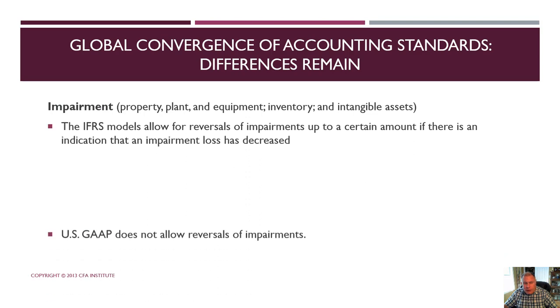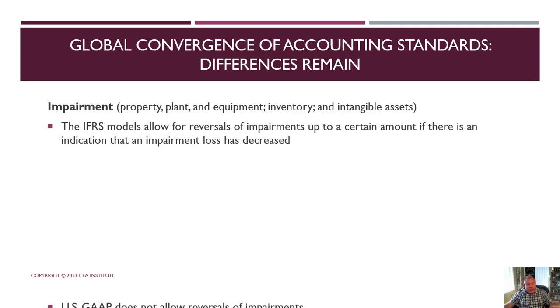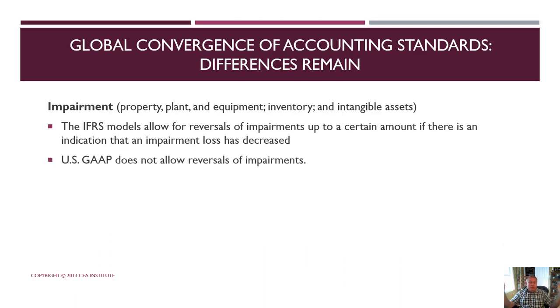Impairment. The IFRS model allows for reversal of impairments up to a certain amount if there's an indication that impairment loss has decreased. Once you book it in GAAP, you don't reverse it. So in the banking business, you provide a provision for or reserve for loan losses where you anticipate future losses on your loan book. In Europe and under the IFRS model, you can recoup some of that if there is an indication that the loss has gone. In the U.S., we can't do that.